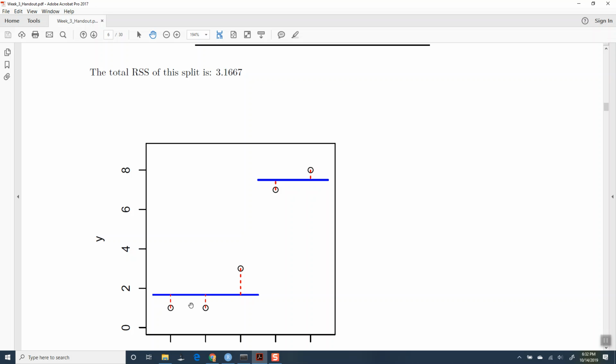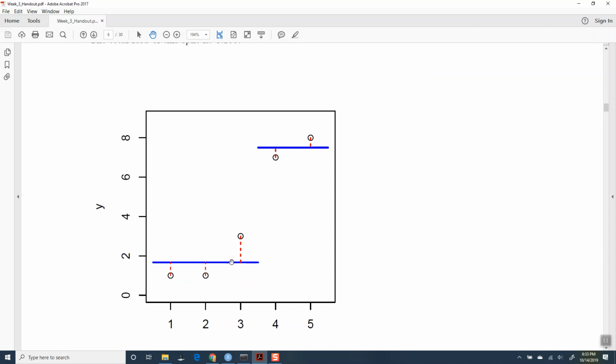So we can see kind of the residuals from here. And again, these blue lines represent the prediction for all the observations in this partition, so this is the blue prediction, and we can see the residuals that we have, the difference between our prediction and the actual value.